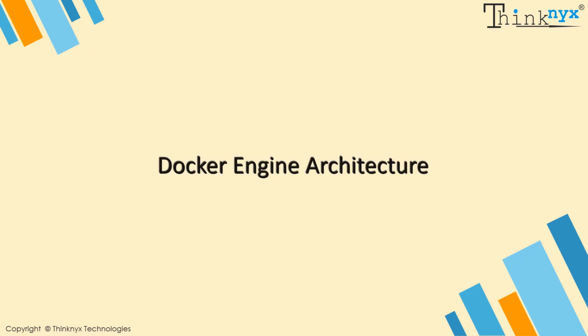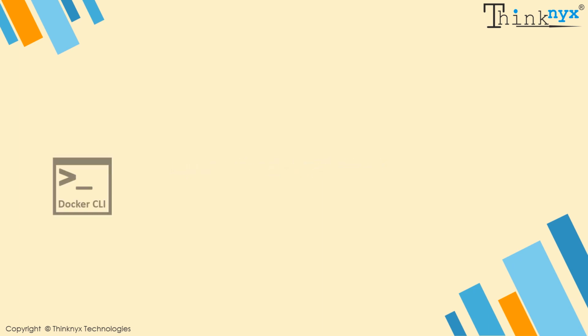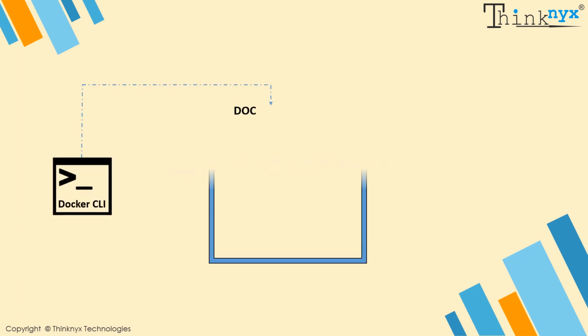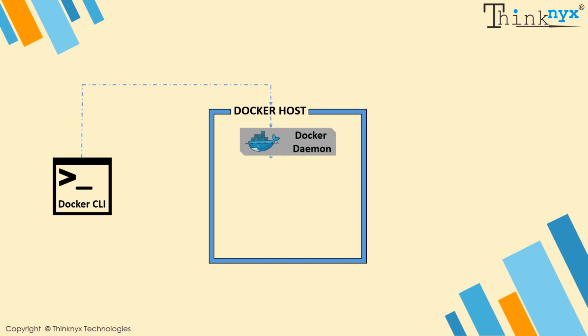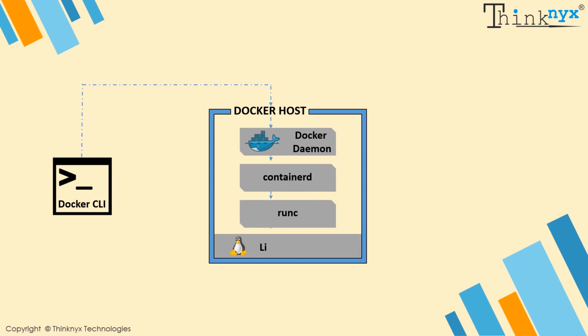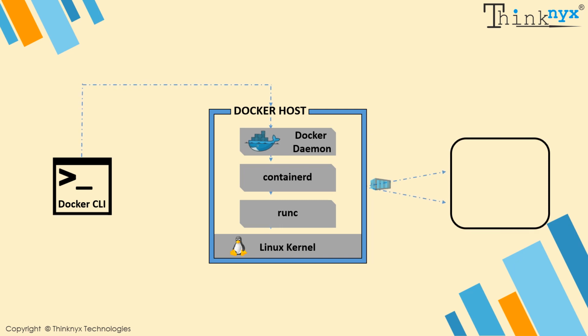Let's now discuss Docker architecture. Whenever we come across the term Docker, the reference is to the Docker engine. The Docker engine is the core part of our Docker ecosystem. The Docker client is a command line tool that provides an interface for the users to interact with the Docker daemon. It sends commands to the Docker daemon via REST API calls.